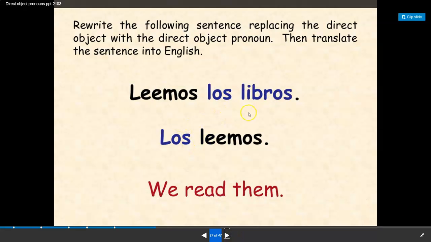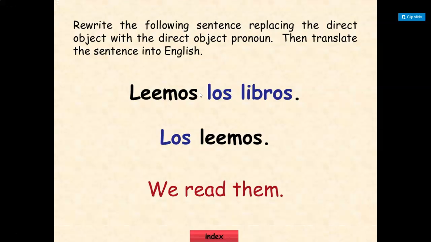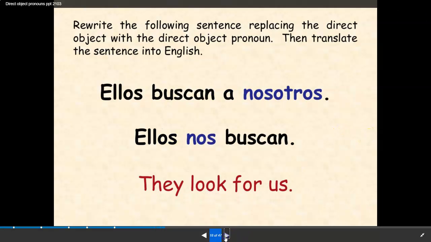Look at this one. Leemos los libros. We read the books. We read them. Los leemos. Just like I said with my little clue, the direct object pronoun that I use is normally the article in front of your word. So leemos los libros. I just bring my los over and I know that is los leemos. Let's try this one. Ellos buscan a nosotros. Ellos nos buscan. I'm replacing the nosotros with nos and put it in front of my word. They look for us. Okay.